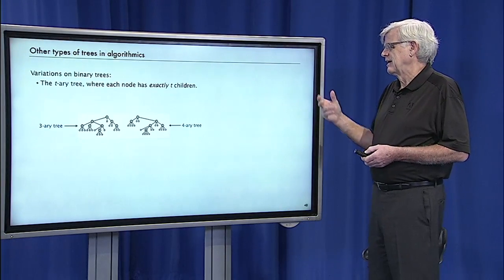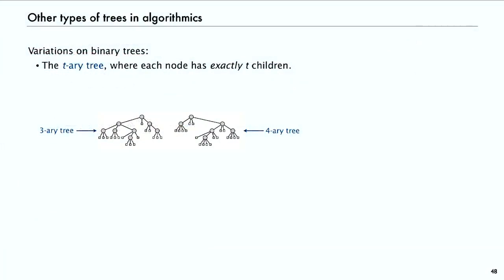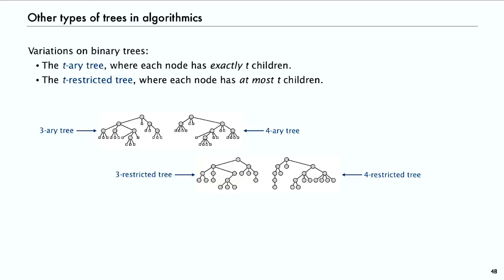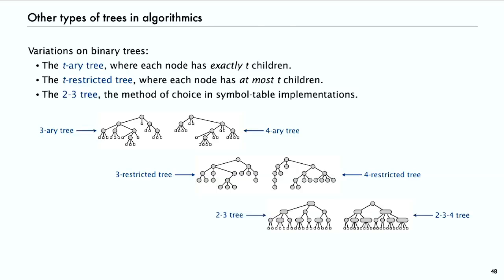In algorithmics, there's plenty of natural ideas that come up as well. What about having more than 2 children? Why not have exactly 3 children or exactly 4? And there's plenty of applications where we might want to do that. So there's the idea of the T-ary tree, where each node has exactly T children. Or maybe there's a bound on the number of children, so each node has at most T children, but not necessarily exactly. So that's a T-restricted tree.